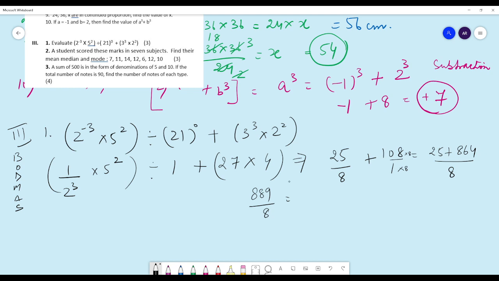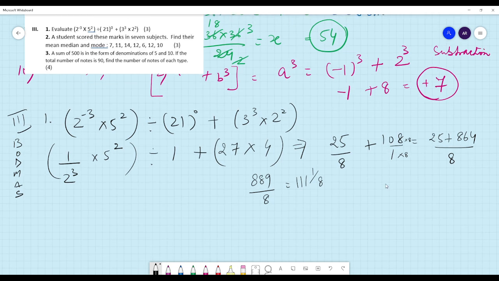And if you're turning it into an improper fraction or a mixed, this is an improper fraction, you can change it into a mixed fraction. So this comes to 111 1 by 8. That should be your solution. That is what you are supposed to do.